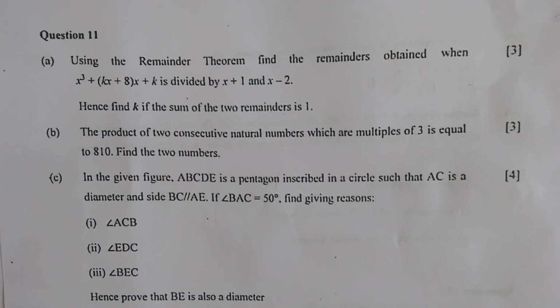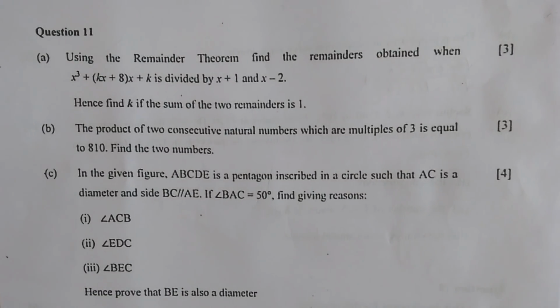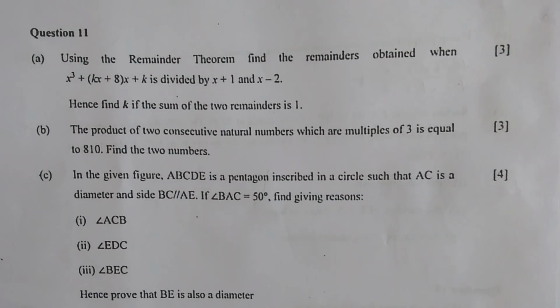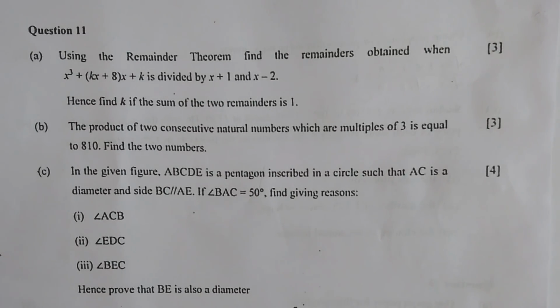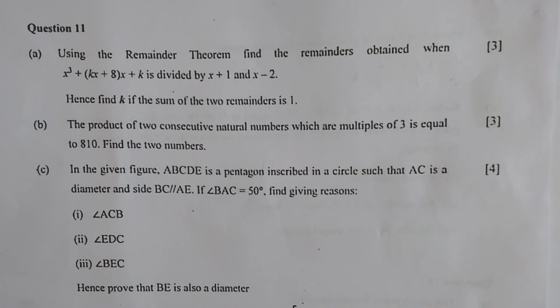We move on to 11 part B, which is: the product of two consecutive natural numbers which are multiples of 3 is equal to 810. You have to find the two numbers. A question from quadratic equation. Let's do this. So both the numbers were multiples of 3 and two consecutive natural numbers.